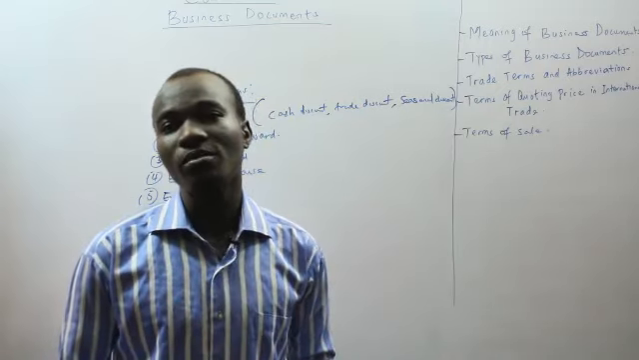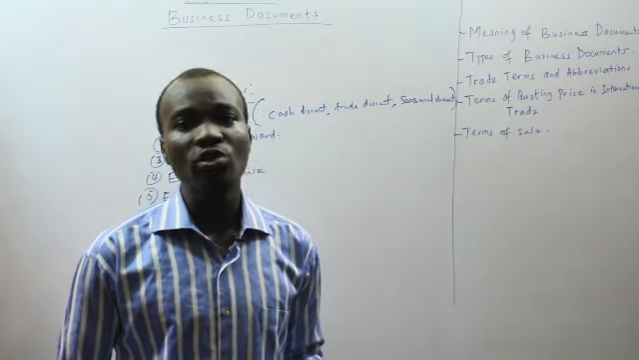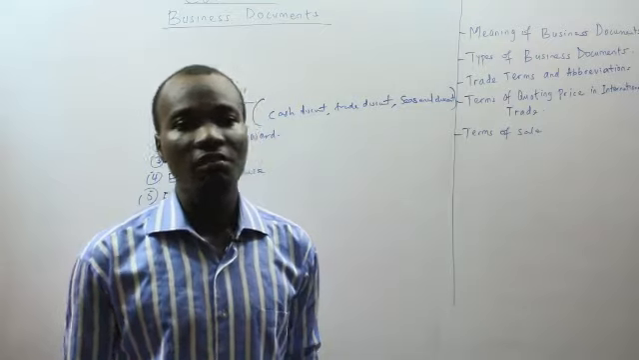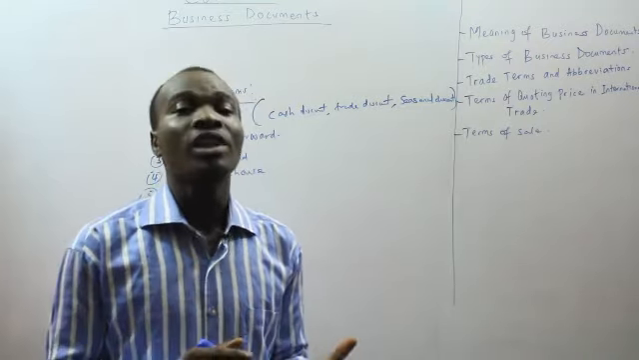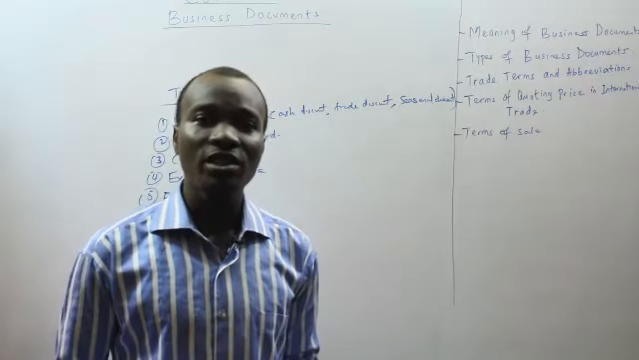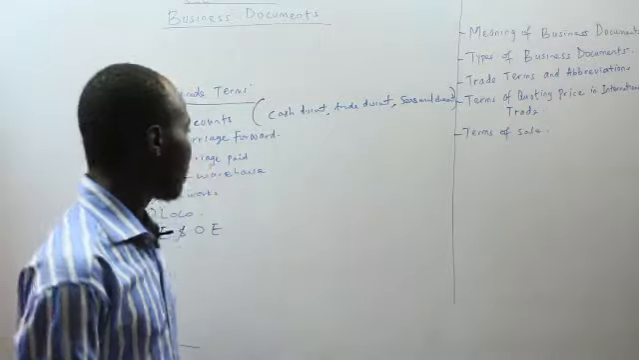So the cost of transportation will be included in the invoice, has been included in the invoice. What will happen? The cost of transportation and the cost of carriage will be borne by the seller. So that is carriage paid.